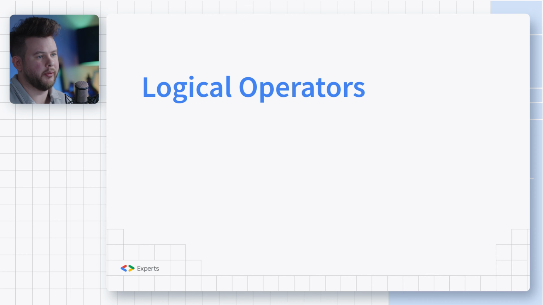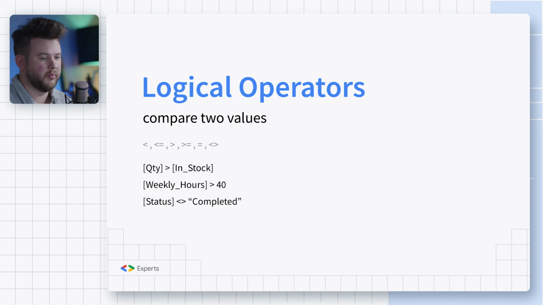Next, we have logical operators. These allow you to compare two values. Remember, these always return true or false. Think like this. True or false, the quantity is greater than in stock. Let's say quantity of how many they sold is 12, and the in stock is 10. This would return true. However, if quantity was 5, it would not be greater than, so this expression would return false.